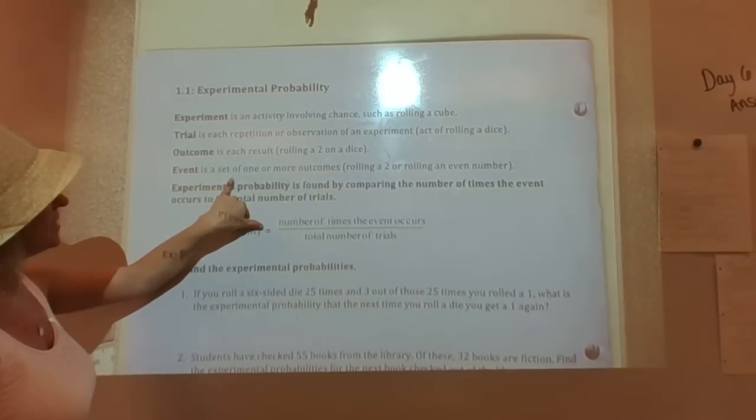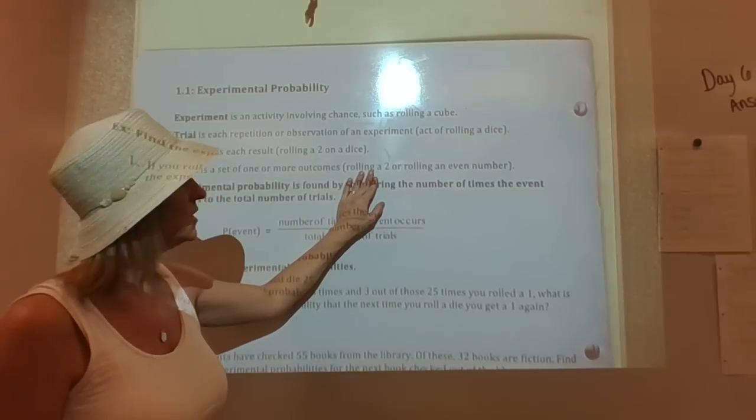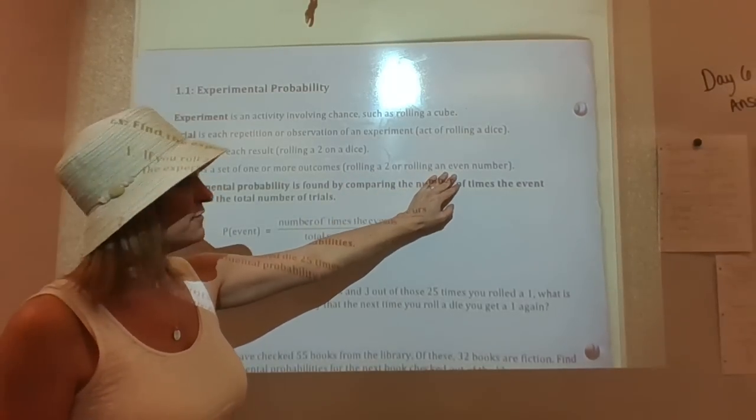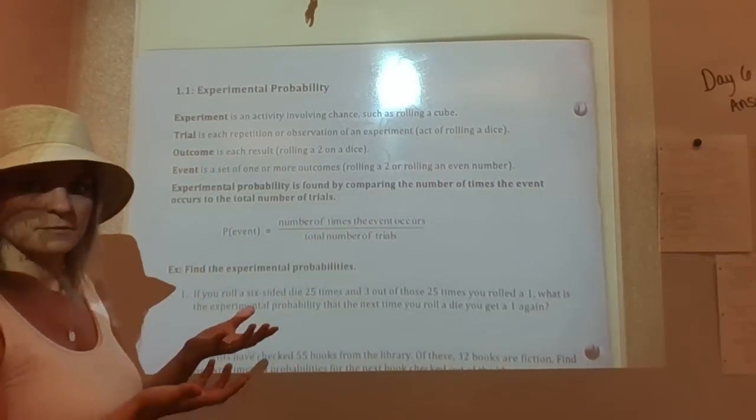Okay, and then the event is a set of one or more outcomes. So your event could just be rolling a 2. It could be rolling an even number. It's whatever we're looking for. All right, so how does this all come together then?